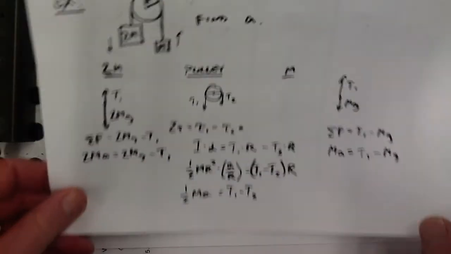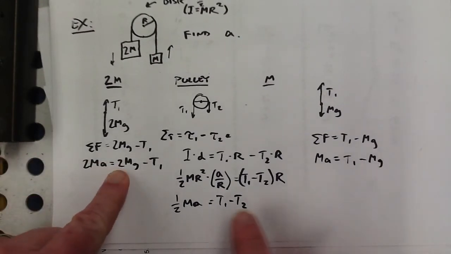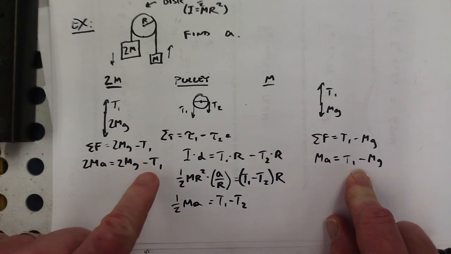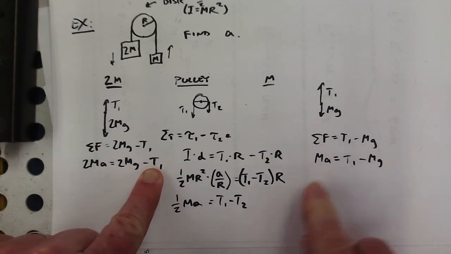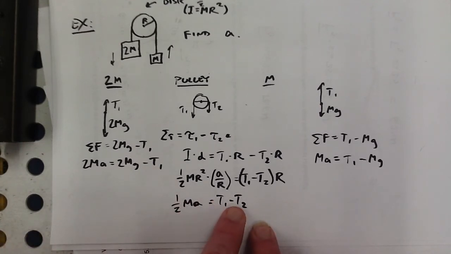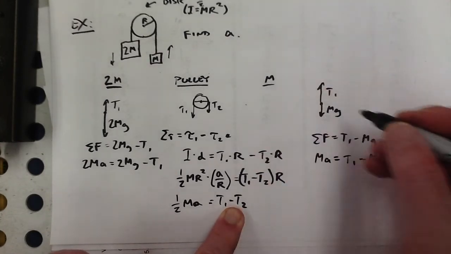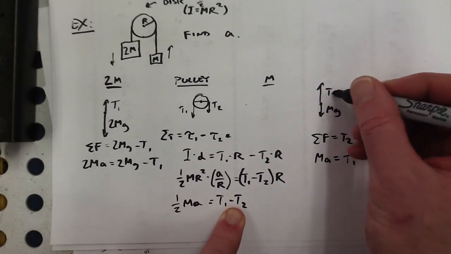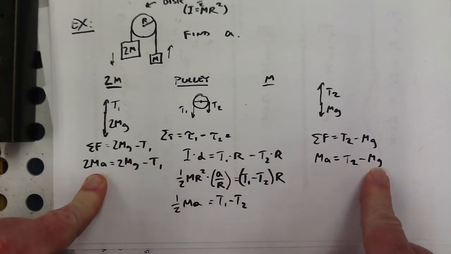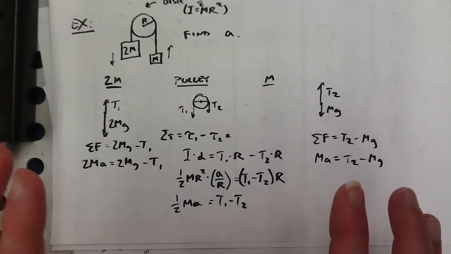If you add these three equations together, look what happens. This one has a minus T1 on the right. This one has a positive T1 on the right. This one has a negative T2 on the right. And this one has a positive T2 on the right. So when you add them all together, all three equations, all of the tensions cancel out.